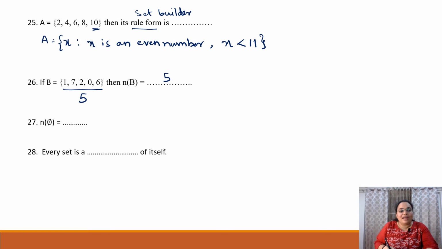n of null set. So how many elements do you have in a null set? It is an empty set. We do not have any elements in a null set, right? So it is 0.